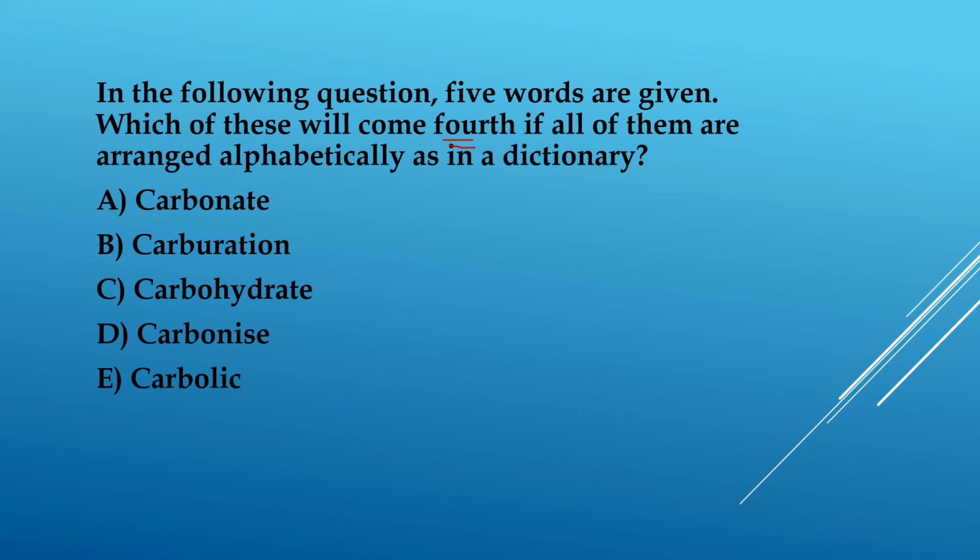When I observe these words carefully, I find that CARB is common in all the five words. That means we'll be looking for the next letter, that is the fifth letter here. And I find that again there's an O here, there's an O here, there's an O here and there's an O here. So obviously the word which contains U will be at the fifth position. This will be the last one because obviously U comes after O.